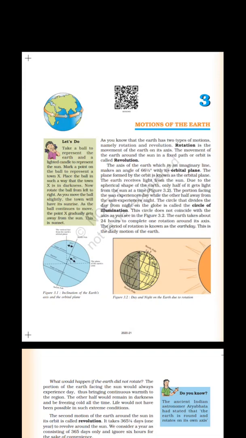The earth takes about 24 hours to complete one rotation around its axis. The period of rotation is known as the earth day. This is the daily motion of the earth.